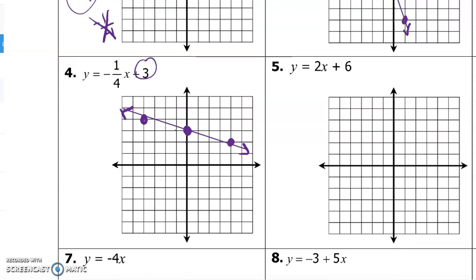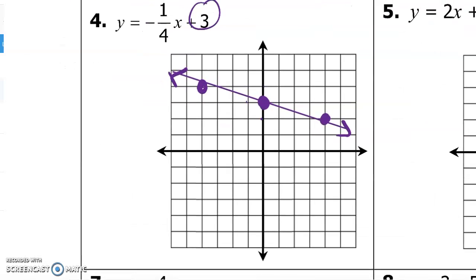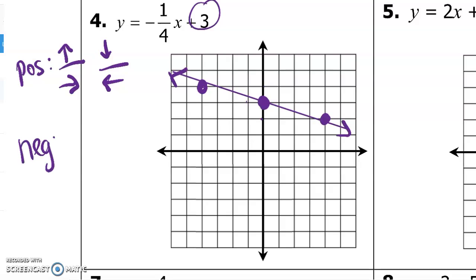One thing you might want to put somewhere on your notes is that a positive slope means you can go up and right, or you can go down and left. Those are your two directions. For a negative slope, you can go down and right, or up and left.